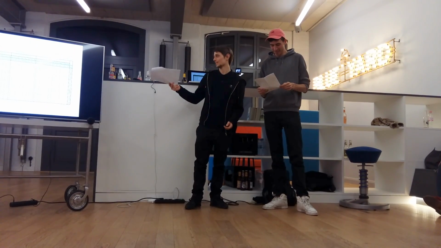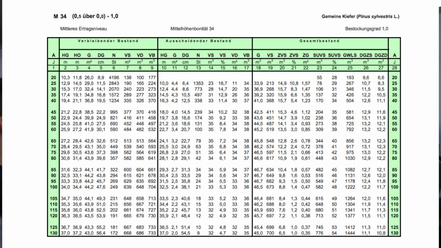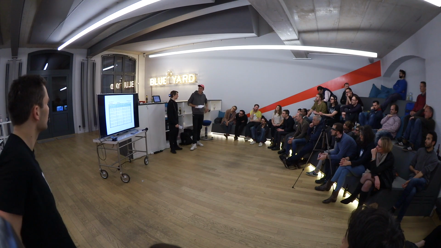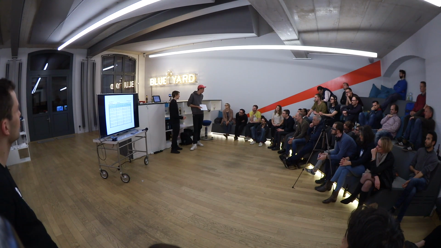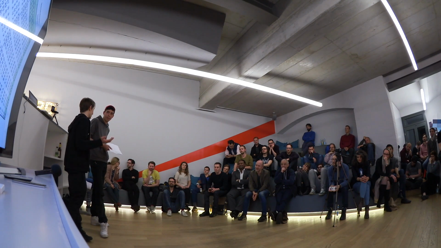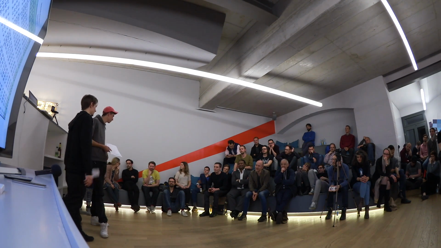And went to Ertragstafeln, which are really nice because they're used in forestry for a really long time. They're basically just empirical models of forest growth. They work really well when you just have one species of tree, and at the moment we have almost just one species of tree, so we will stick with this. And the good thing is you can implement them quite easily because they're basically just a Tabelle. Yeah.